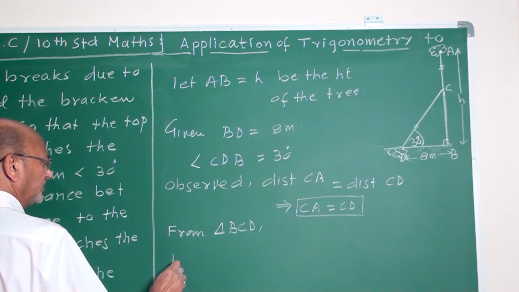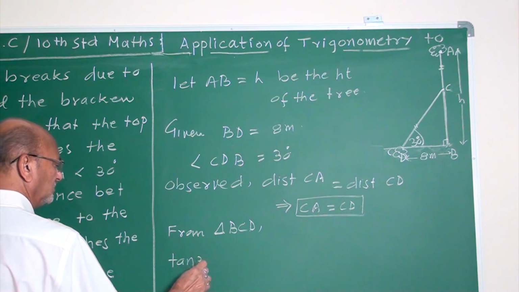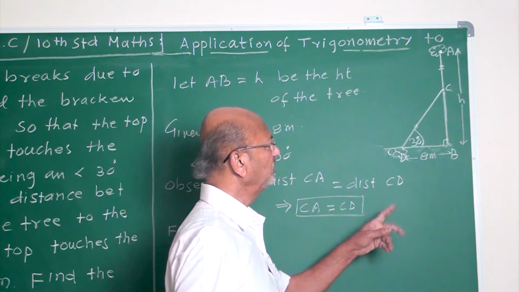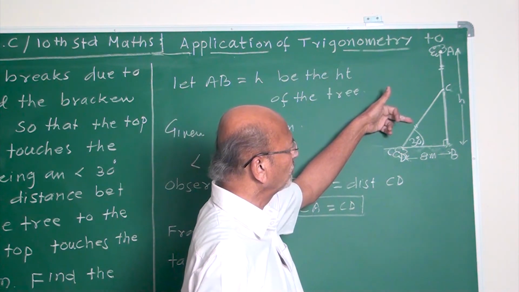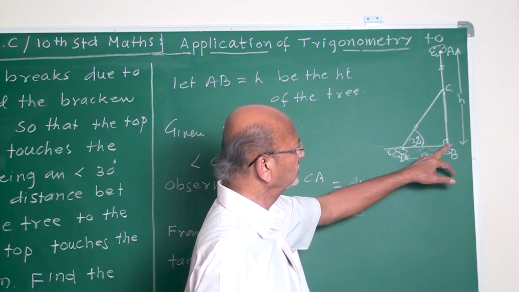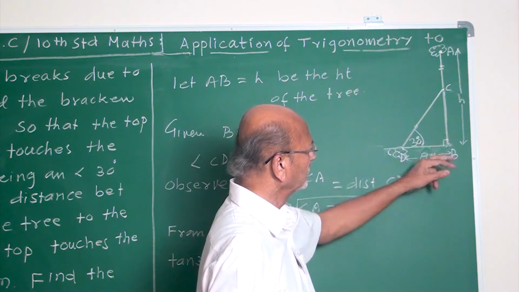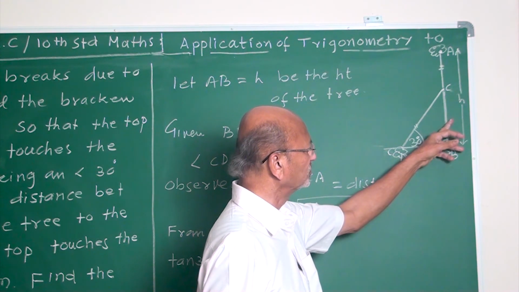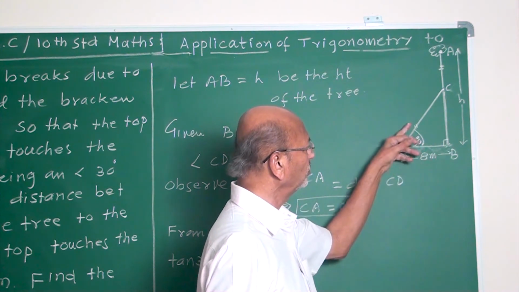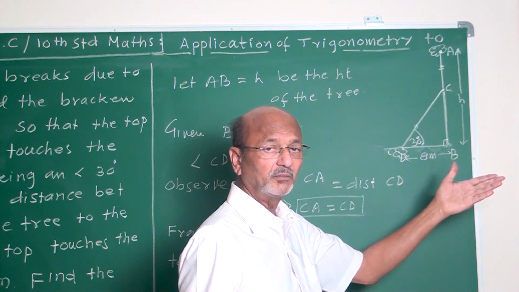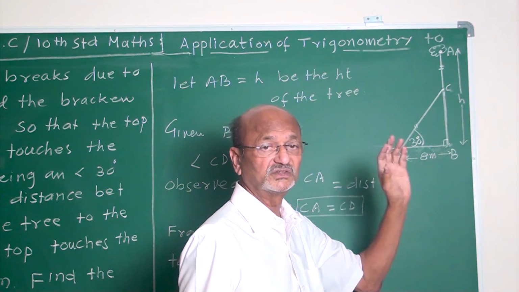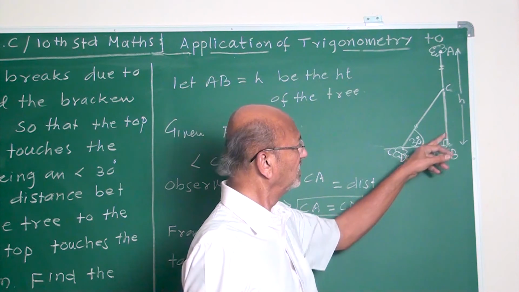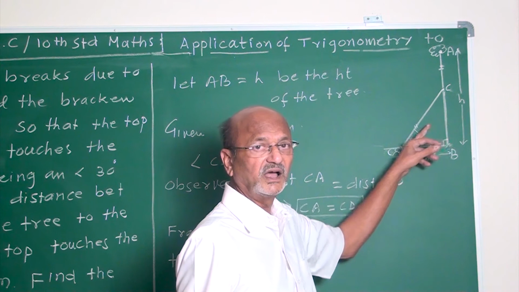Why do you have to take tan 30, my friends? Why not sine? Sine means hypotenuse, and the hypotenuse is not given. Tan means BC upon BD. This is adjacent, this is opposite. Adjacent is given but not hypotenuse. In the previous example, the hypotenuse was given, so we took sine. But in this case, the adjacent side is given, the opposite side we want to find, and the angle is given.